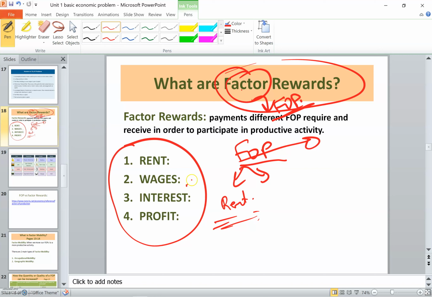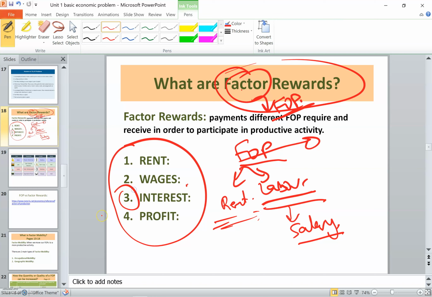Wages, who gets the wage? The labor. I wouldn't be working for free. I would require at the end of the month a salary or a wage. So it is for laborers. Okay? Laborers, they get wage in order to give their skills or their human effort to the firms.